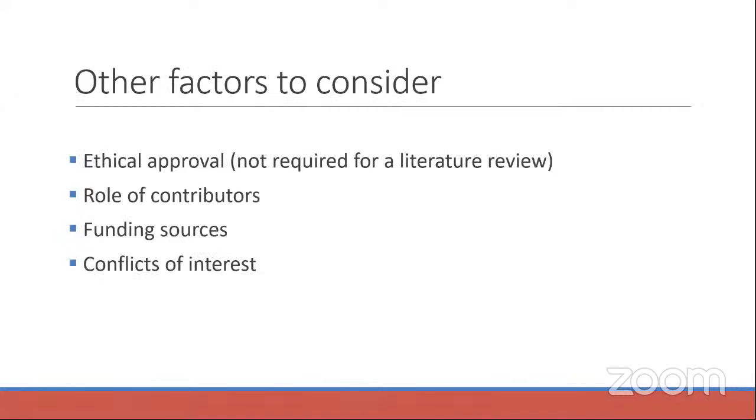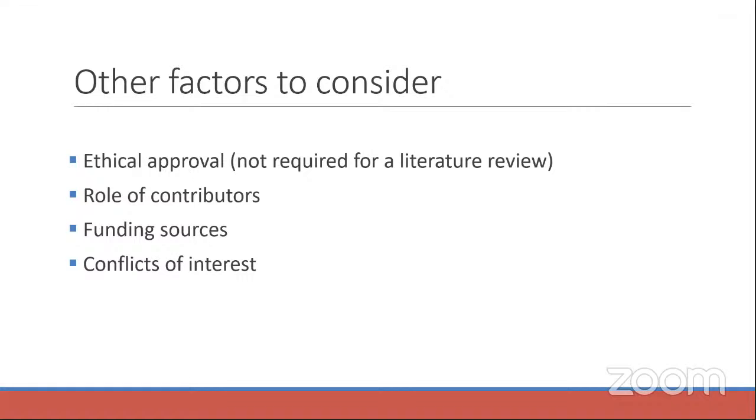So, other factors to be considered while performing a systematic review. If somebody asks for ethical approval, just tell them it's not required for a literature review. People understand that. And if you have funding for doing a systematic review, for example, if you're looking at an intervention that was delivered using a device marketed by a certain company that is going to sponsor you for the research, you must tell the role of funding sources.